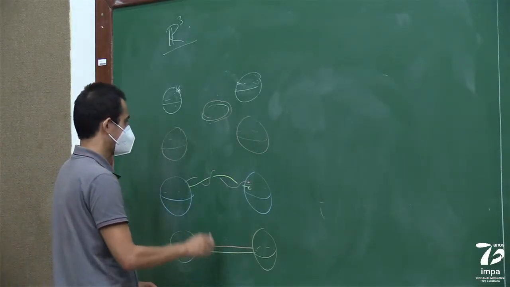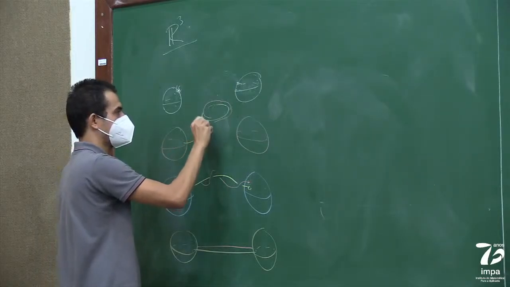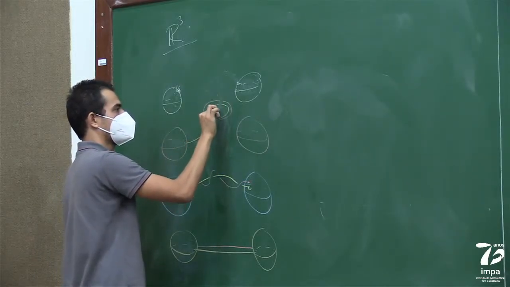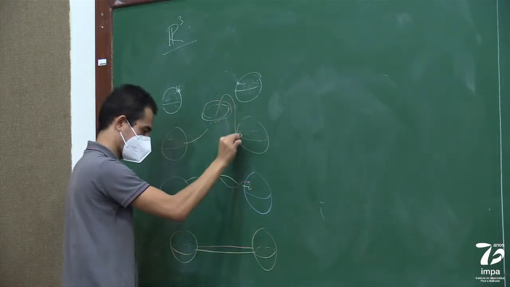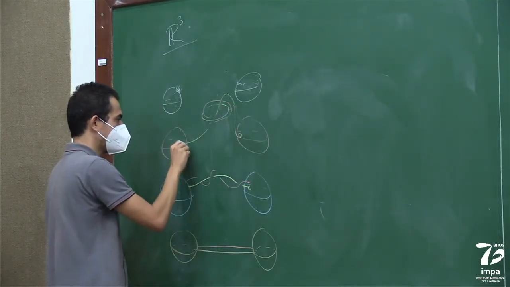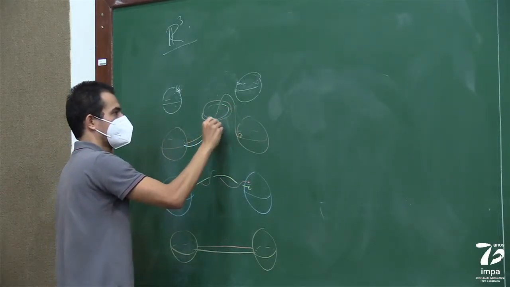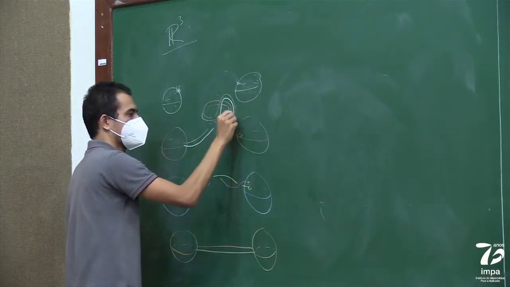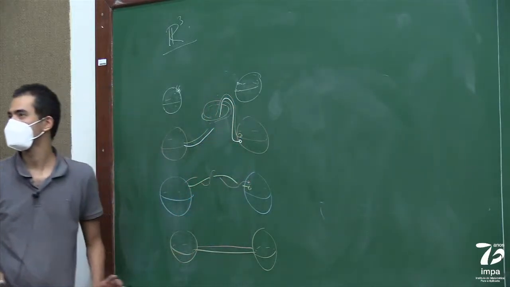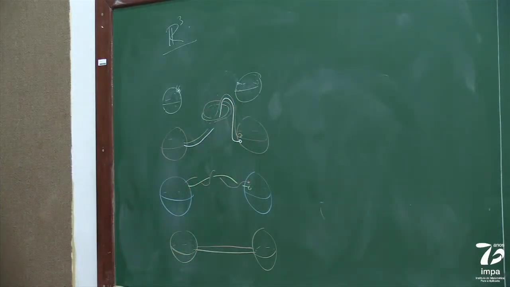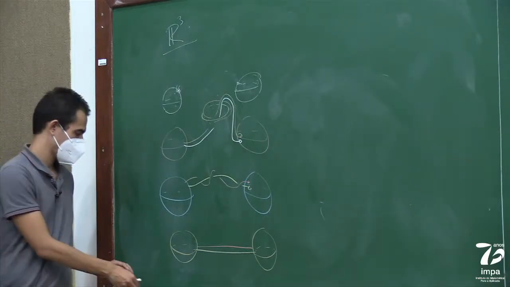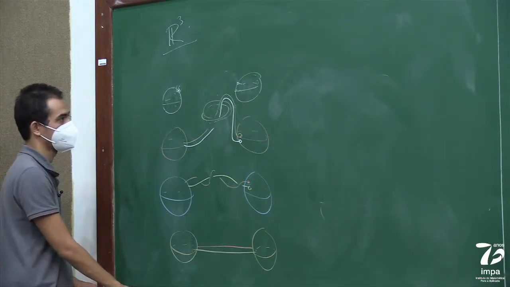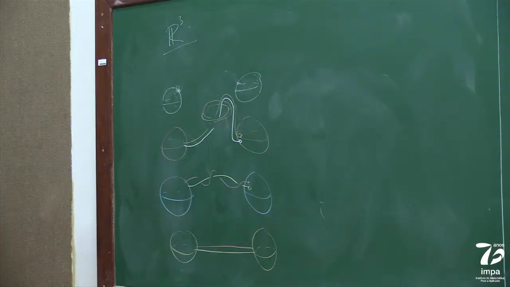I can take a knot that goes here and like this. Why not? I don't know. You see, you have a lot of freedom. So anyway, I think I might have to. Yeah. So this is it.